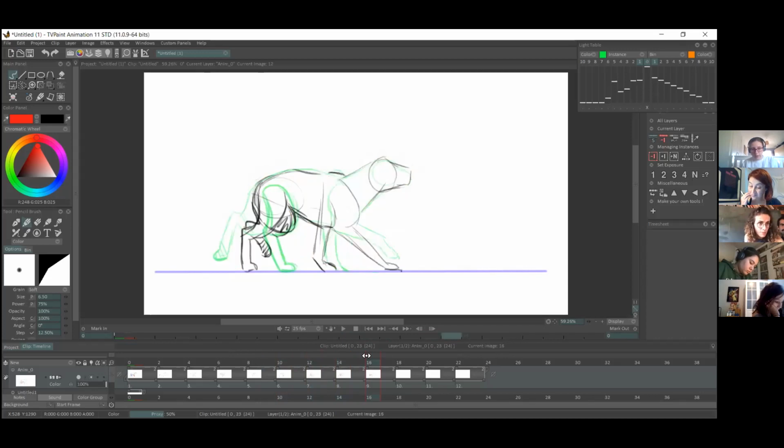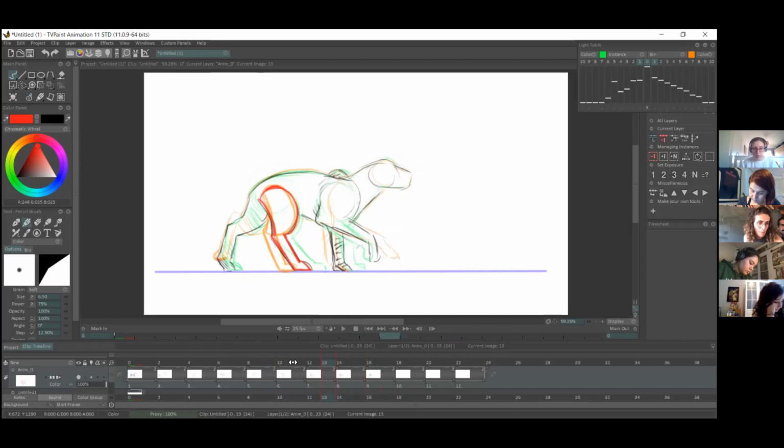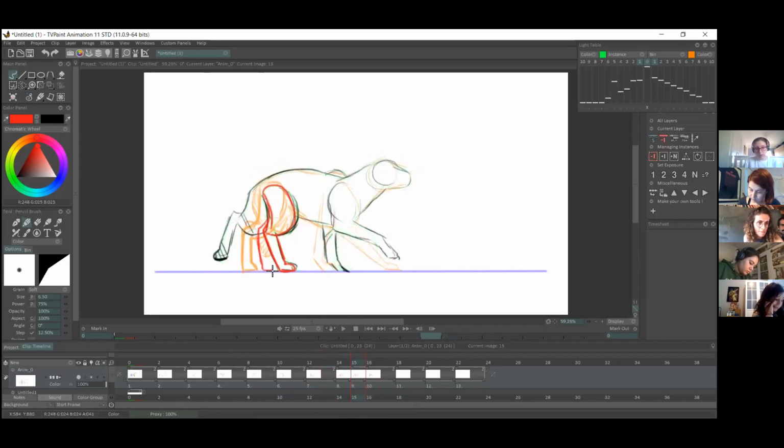It looks okay. And then it suddenly jumps to this position. So I think that's a bit of a big jump. So it's good to maybe go back and see if this frame could be more here.